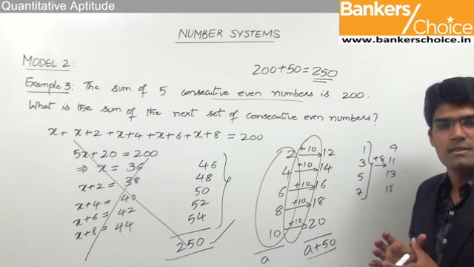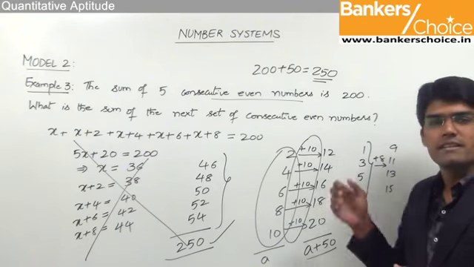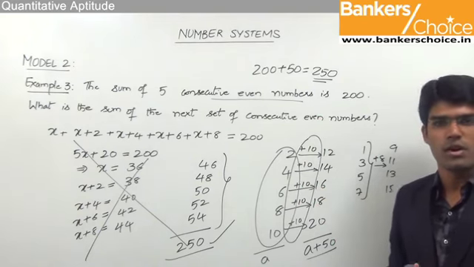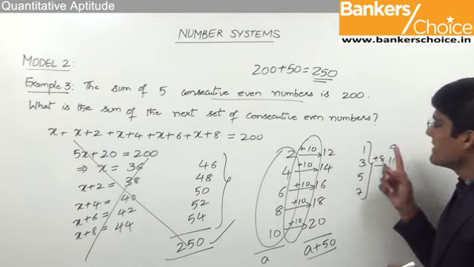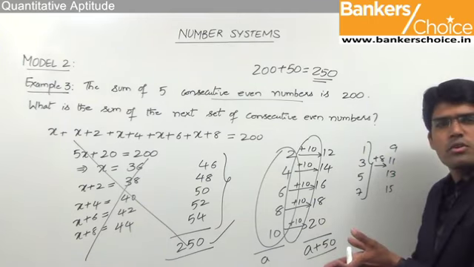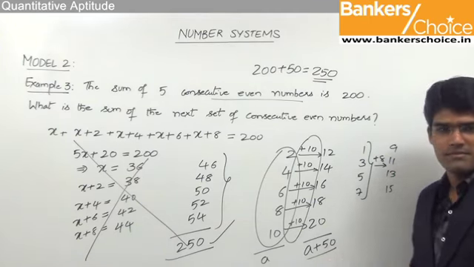So don't have a misconception that for 5 numbers the sum will increase by 50, so for 4 numbers it will be 40 and for 3 numbers it will be 30 and so on. You need to check what is the difference between each number. And that can be simply done by taking the first 4 consecutive odd numbers or even numbers.